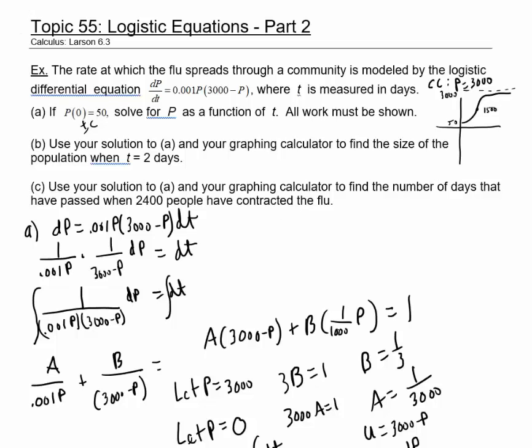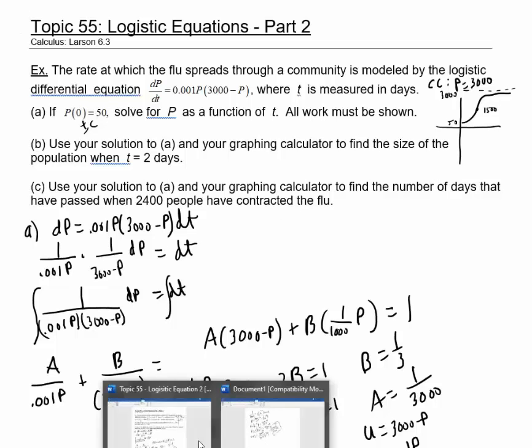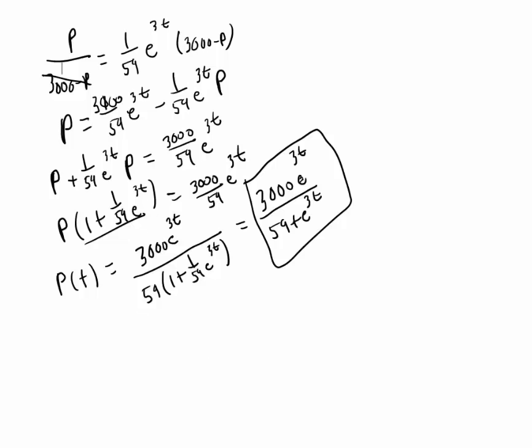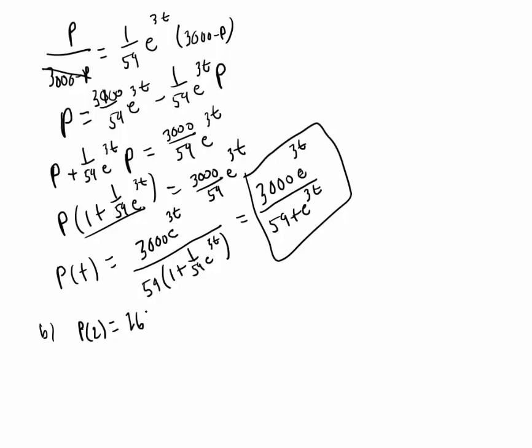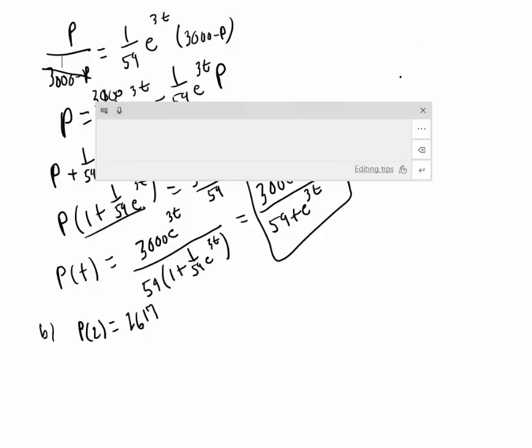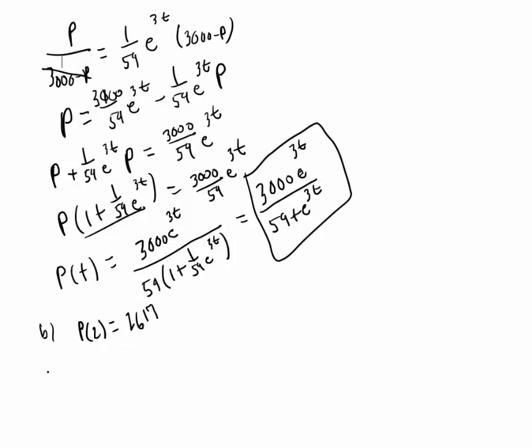So let me go back to that blank paper that I was on. Okay. So first part's easy. For part B, I'm just plugging in P at 2. Okay. And I'll go ahead and pause a second and plug that in my calculator and get you the answer. All right, once I plug in 3000 e to the 6th power over 59 plus e to the 6th power, at 2 days I have 2,617 people, if I round to the nearest person.